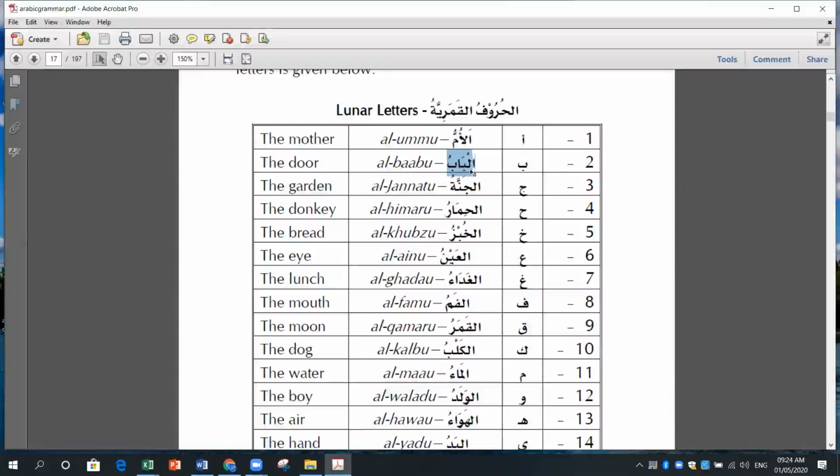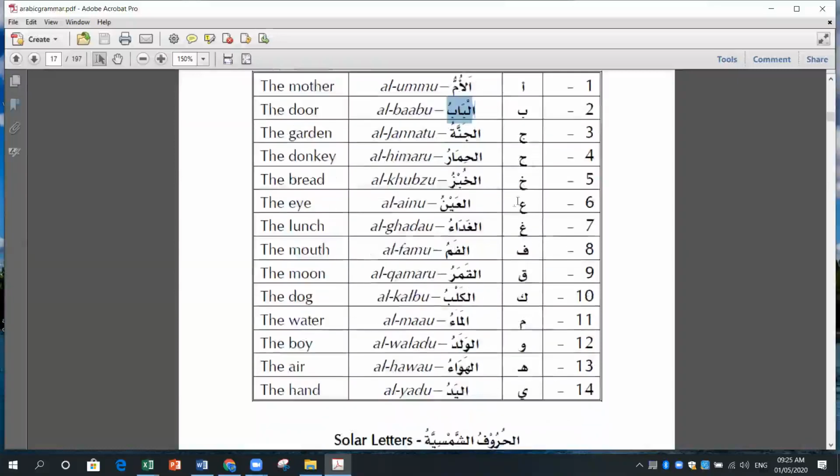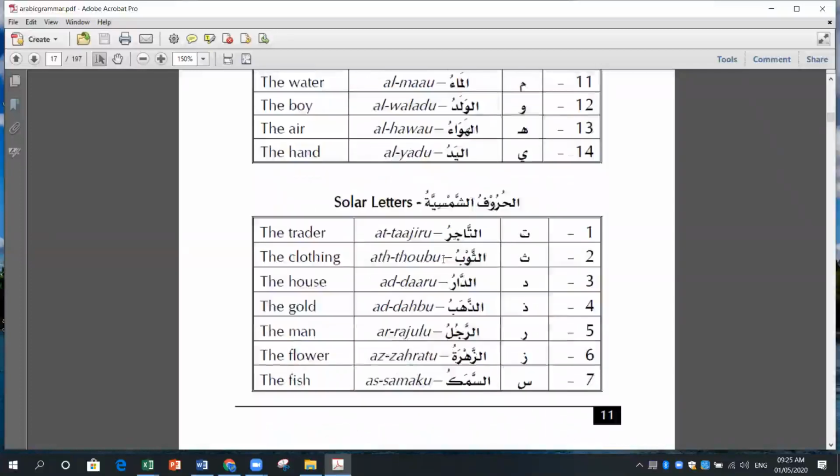So there are two categories among all the alphabets. With some letters, we pronounce alif lam, with some letters, we don't pronounce it. For example, al-khubzu. I pronounce this alif lam. Al-khubzu, bread. But there are certain other letters with which I don't pronounce alif lam.